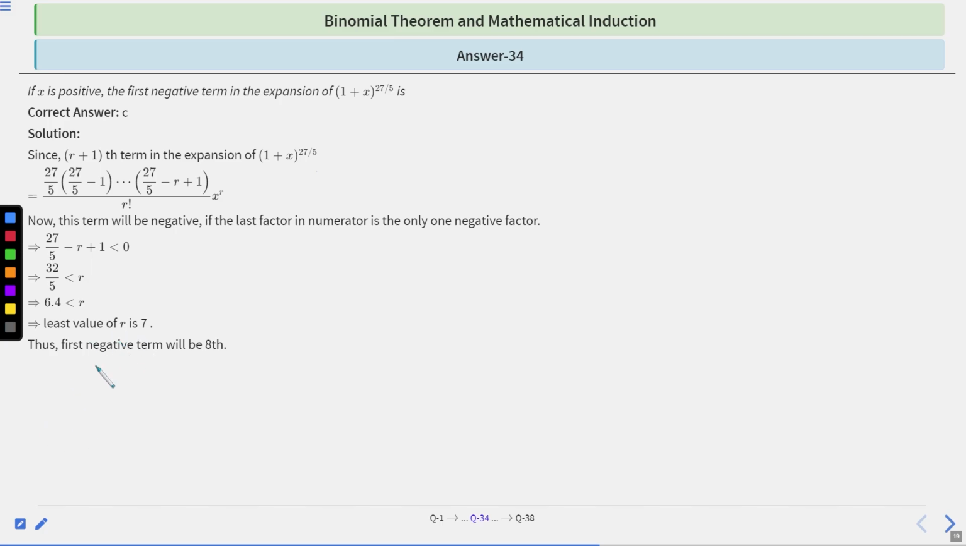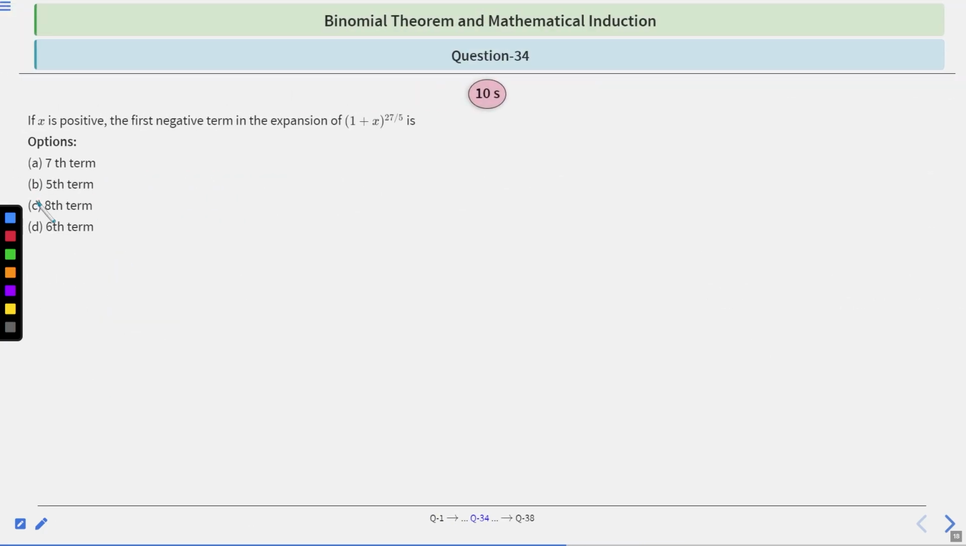So if r is 7, then which term will it be? Since it is the (r plus 1)th term, put r equal to 7. So the 8th term will be the first negative term. Option C is the right choice, 8th term. Clear? Now let's move to the next question.